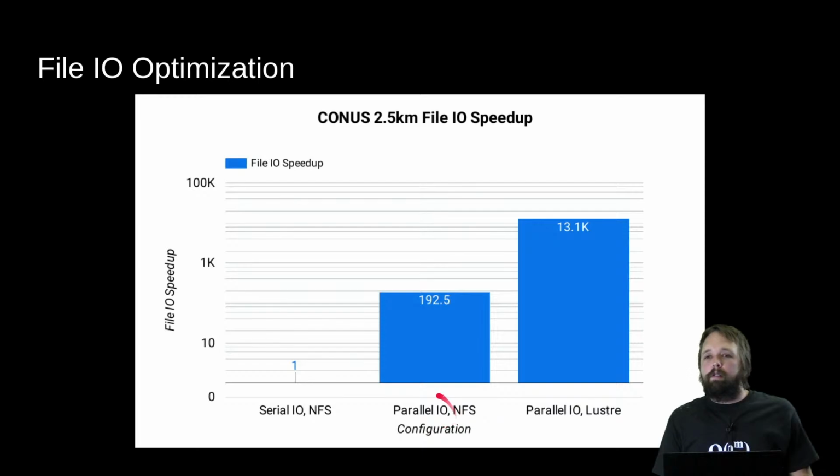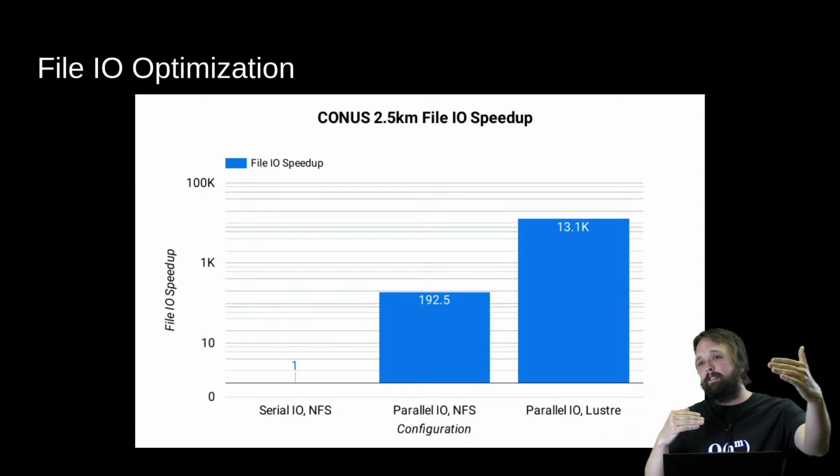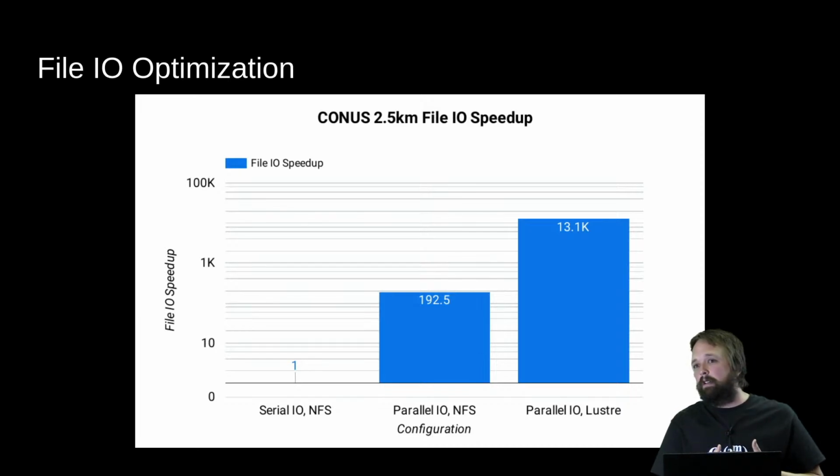But if I parallelize the I/O by changing the I/O form in WRF, running at 960 ranks for the CONUS 2.5 benchmark, which is what we're showing here, I get about a factor of 192 better performance. So the amount of time spent in file I/O drops by a factor of 192. Now, if I'm running at 960 ranks, asynchronous file I/O is embarrassingly parallel, and I'm only getting 192x out of this. I've got some more work to do to get performance out of this.